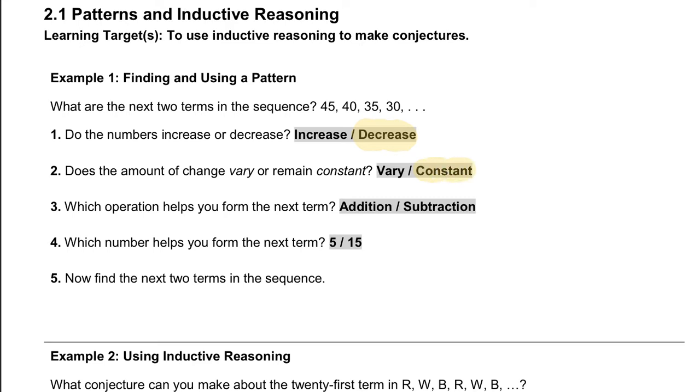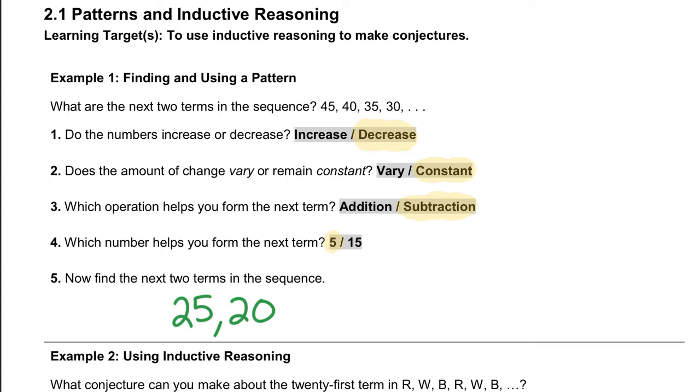After that, we're looking at what operation helps us go from one term to the next. It's going to be subtraction. And the value we're subtracting to form the next term is 5. So from the beginning, you can kind of tell it's going down by 5. So the next term after 30 is 25. The term after that is going to be 20.